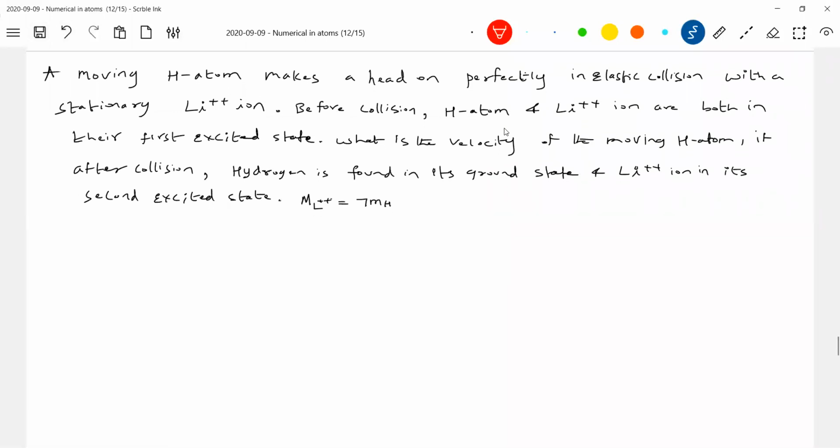Take the question now. A moving hydrogen atom makes a head-on perfectly inelastic collision with a stationary lithium double plus ion. Before collision, the hydrogen atom and lithium double plus ion are both in their first excited state. What is the velocity of the moving hydrogen atom if after collision hydrogen is found in its ground state and lithium double plus ion in its second excited state? Mass of lithium is 7 mH and mass of hydrogen we also know. So with that, we should be able to predict the initial velocity of the incident hydrogen atom.